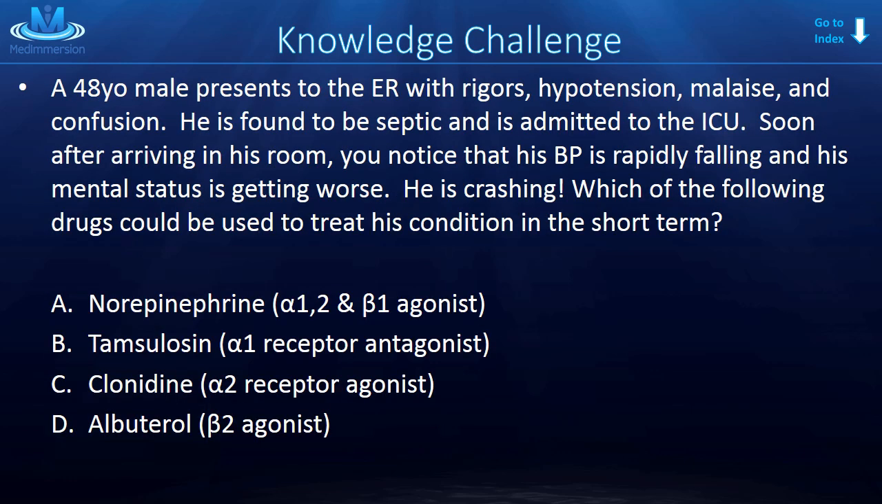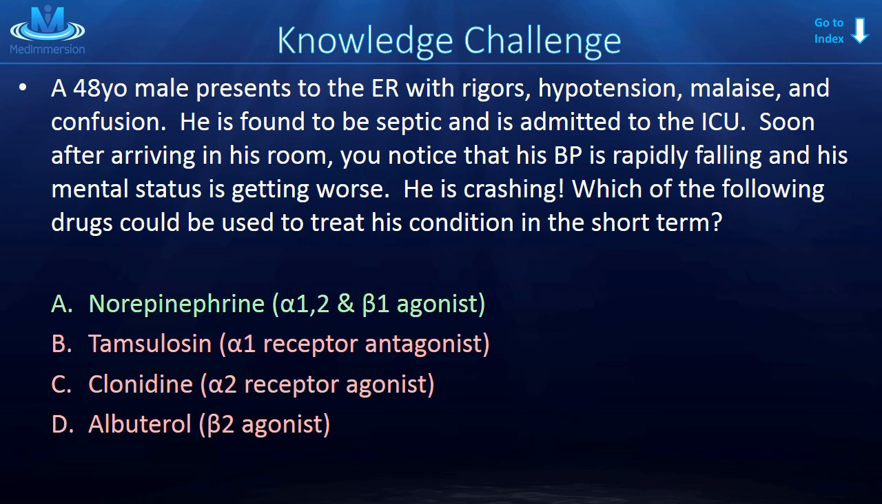Okay, next up is a 48-year-old male. He presents to the ER with rigors, hypotension, malaise, and confusion. All around, he's just not feeling good at all. He's found to be septic on his labs, and he's admitted to the ICU. Soon after arriving in his room, you start to notice that his blood pressure is falling rapidly, and his mental status is getting worse. He's crashing on you. Which of the following drugs could be used to treat his condition in the short term, out of the choices below?